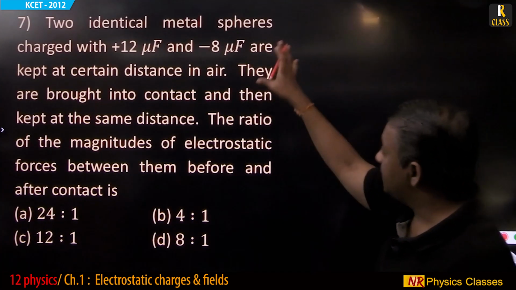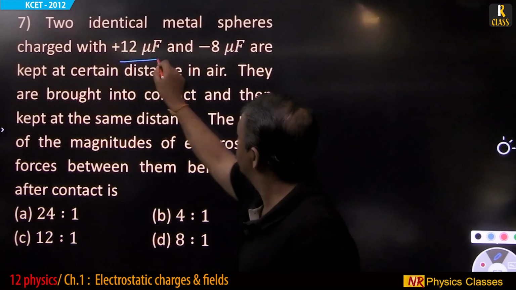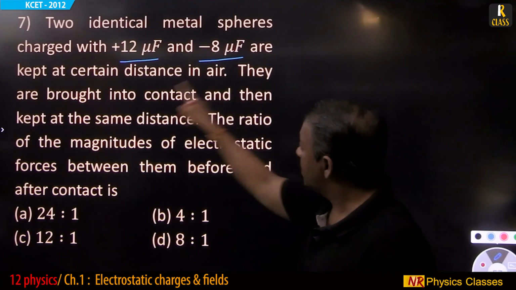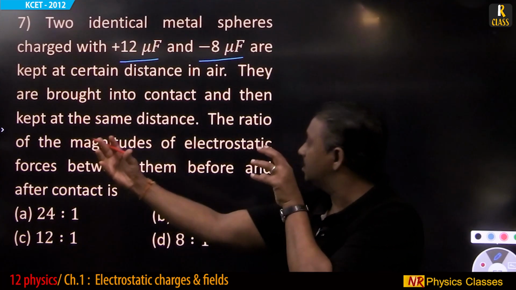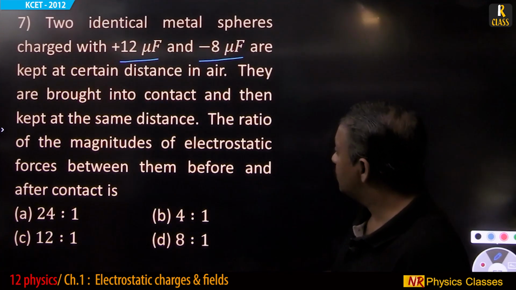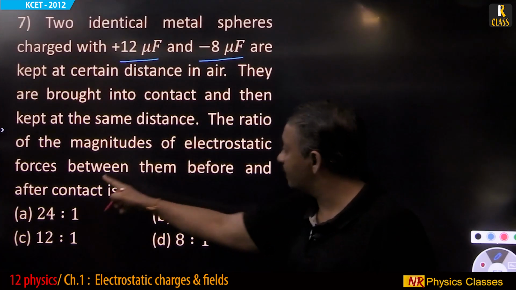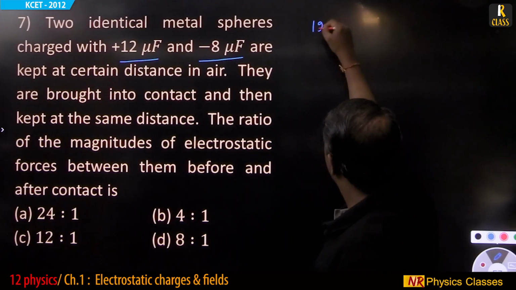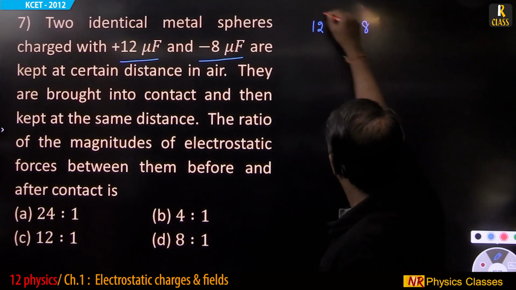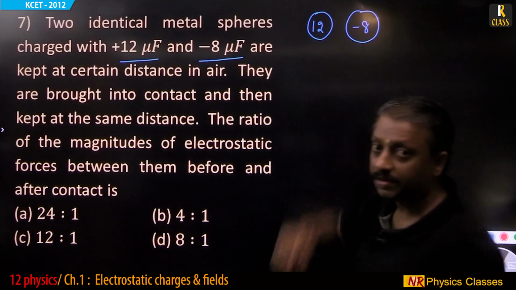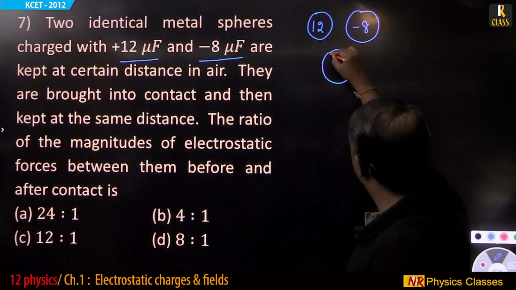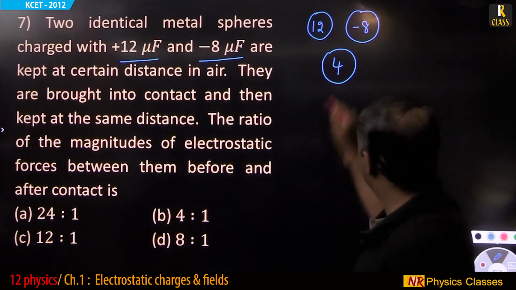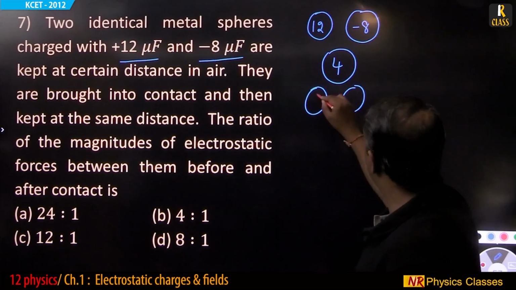Two identical metal spheres, charged, are kept at a certain distance in air. They are brought in contact and then separated. Ratio of magnitudes of electrostatic force between them before and after. 12 and minus 8, these two are the charges. When they are brought in contact, 12 minus 8 is 4. Again, when they are separated, this 4 becomes 2 and 2.